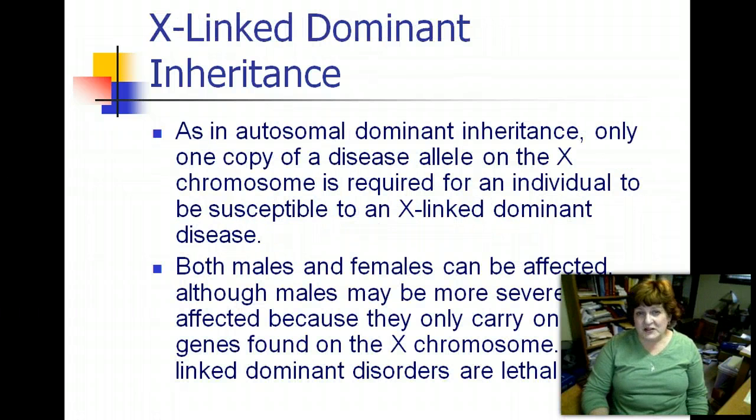Now let's move on and talk about some of the disorders that impact that last chromosome, that 23rd chromosome. These are the ones that we call X-linked disorders. And the same as the autosomal, there is X-linked dominant and X-linked recessive. So the same as an autosomal, only one copy of the diseased allele on an X chromosome is required for an individual to be susceptible to that disease. Both males and females can be affected, but males are usually more susceptible and more severely affected because they only carry one copy of the gene on the chromosome, so the only copy they have is diseased and will impact them. Some of the X-linked dominant disorders actually are lethal for males.